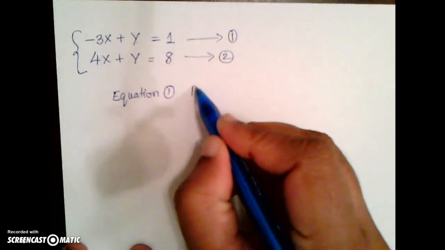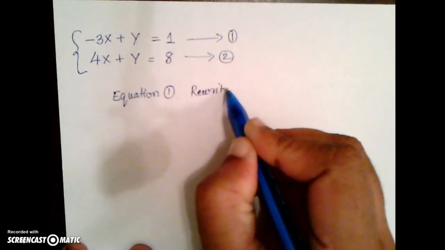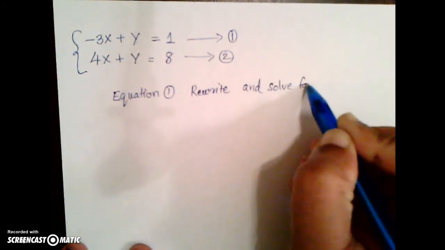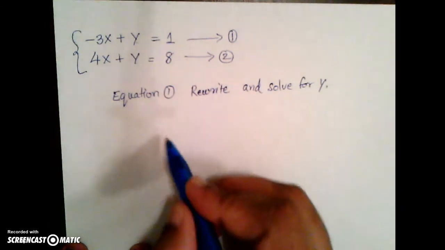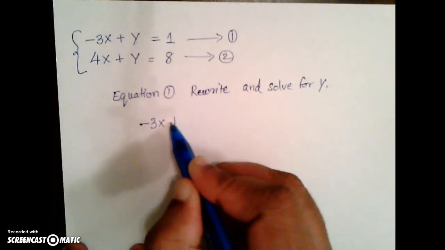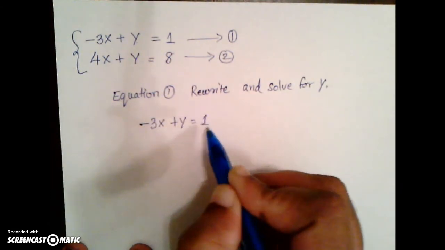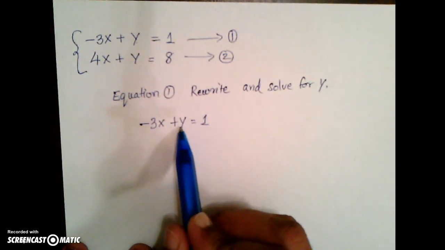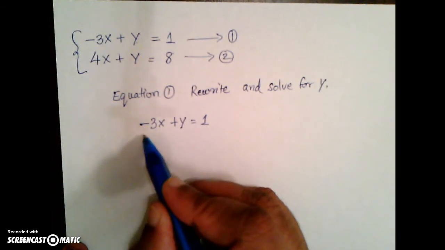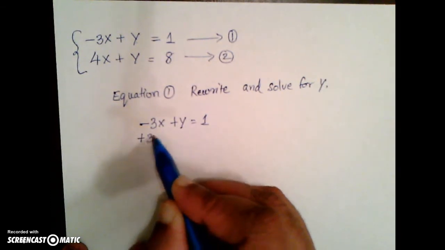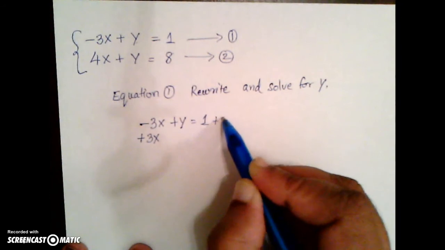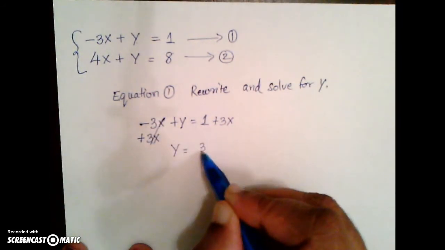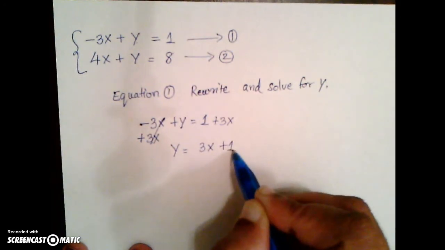I'm going to rewrite and solve for y. Meaning I have this negative 3x plus y equal to 1. So I want to rewrite this equation in such a way that my y is standing alone. So how do I do that? Add the 3x, add the 3x. So I have y is equal to 3x plus 1.